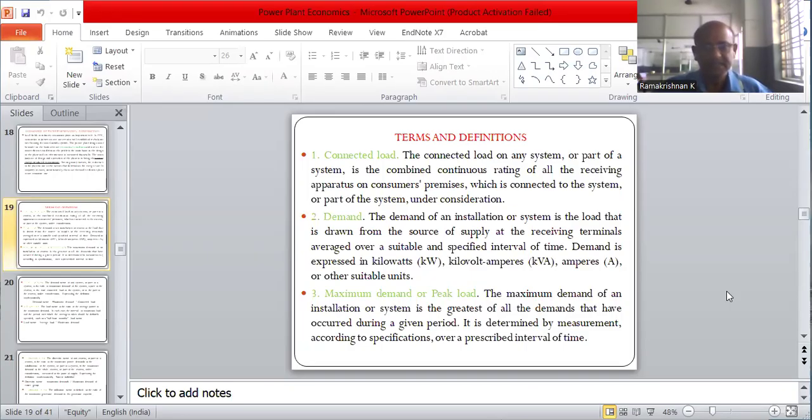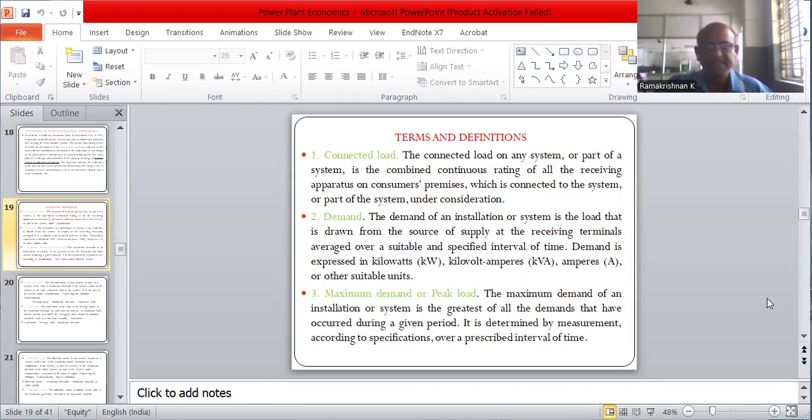Second term is the demand. Here demand is the load which is drawn from the source of supply at the receiving terminal in a specific interval of time. The demand is the load that is drawn from the source of supply at the receiving terminals over a suitable and specific interval of time. So the demand is normally expressed in kilowatt or kilovolt ampere.